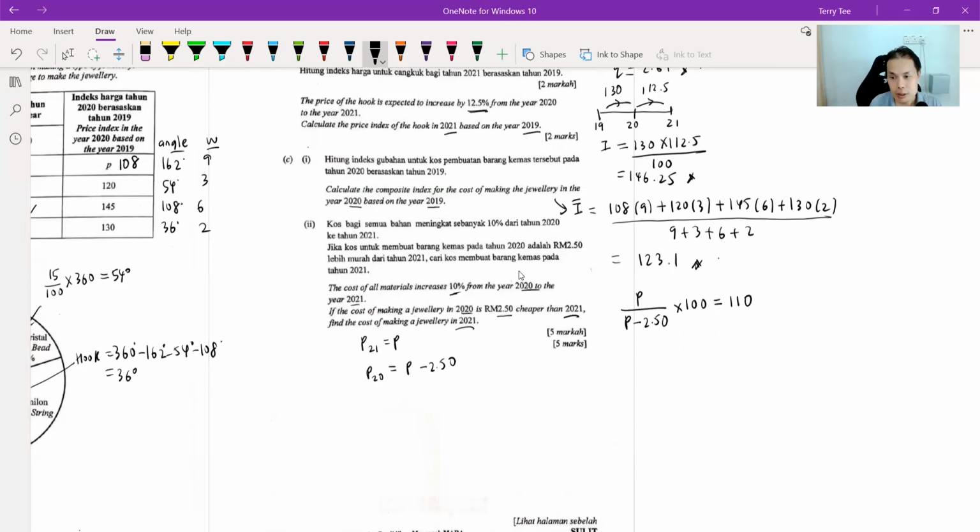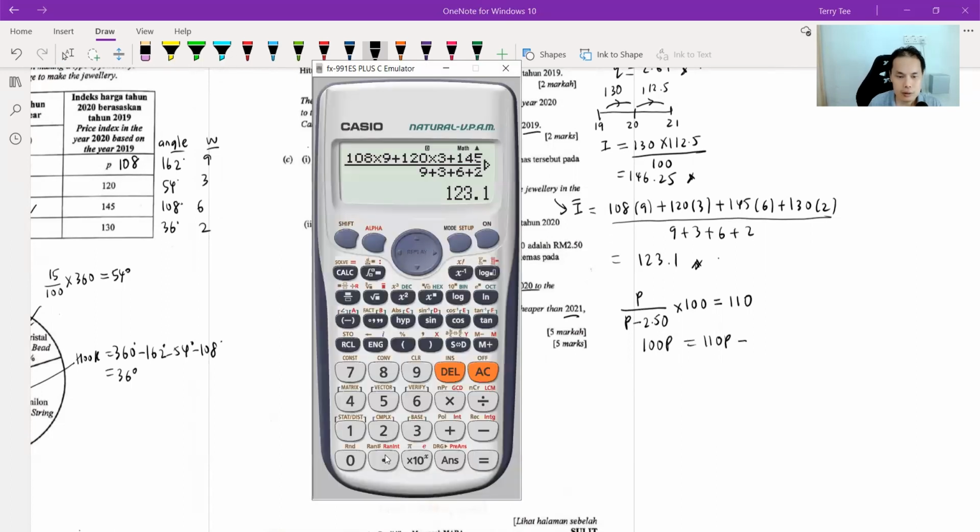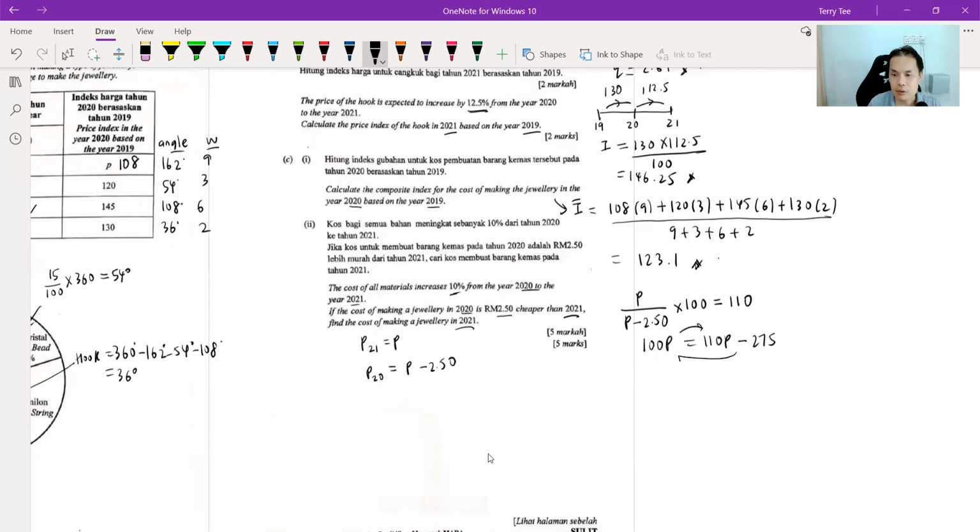So let's just simplify this. In fact, if you don't like a fraction, if you don't like a number like 100, you can just divide 110 by 100, change to 1.1 if you want. Okay, I'm just going to write 100 here. 100P equals 110P minus, take 250 times 110, I get 275. Remember, I want to find P, bring over. 10P is 275, since 110 minus 100 is just 10. P is 275 divided by 10. We can write RM27 and 50 cents. So the cost of making the jewelry in the year 2021 is RM27.50.